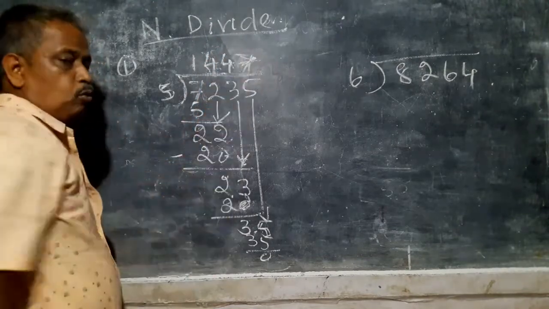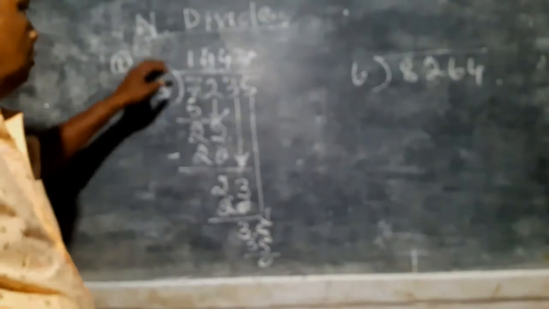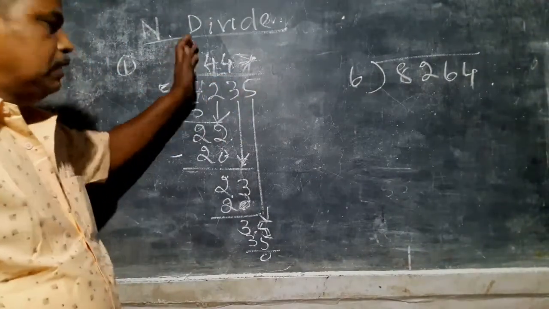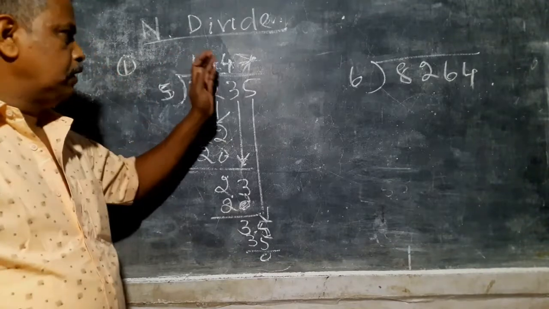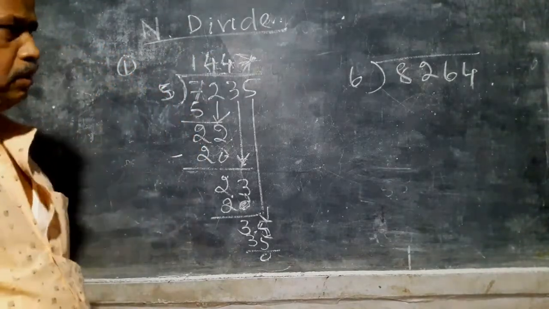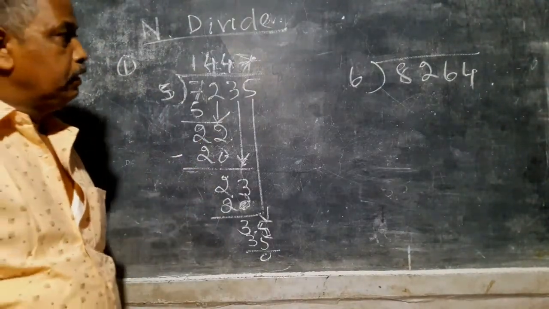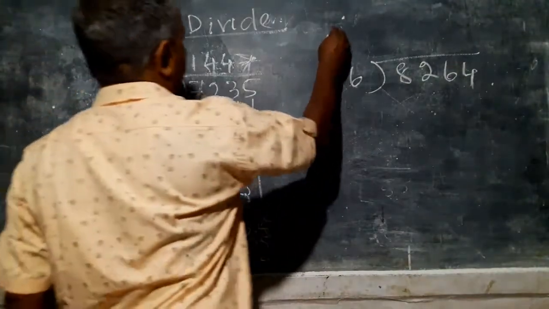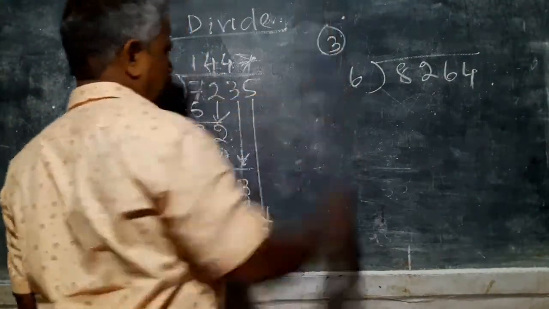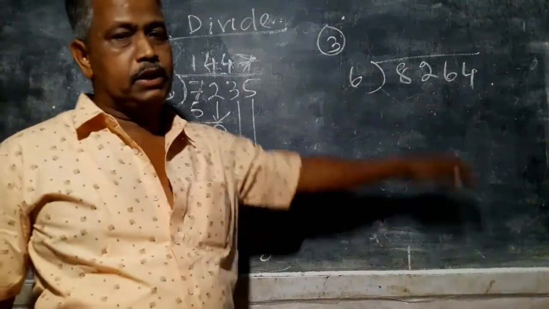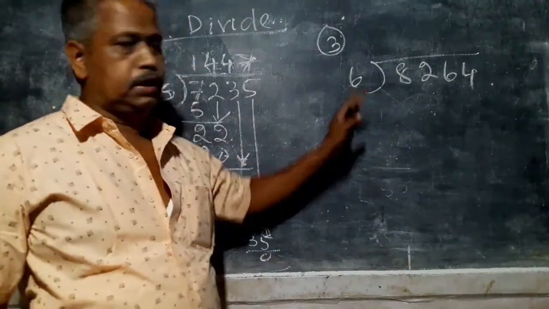1447. When we divide 7235 by 5, the answer is 1447. Okay, like that I am also doing the next question. Now this is question number 3. Here we will divide 8264 by 6.